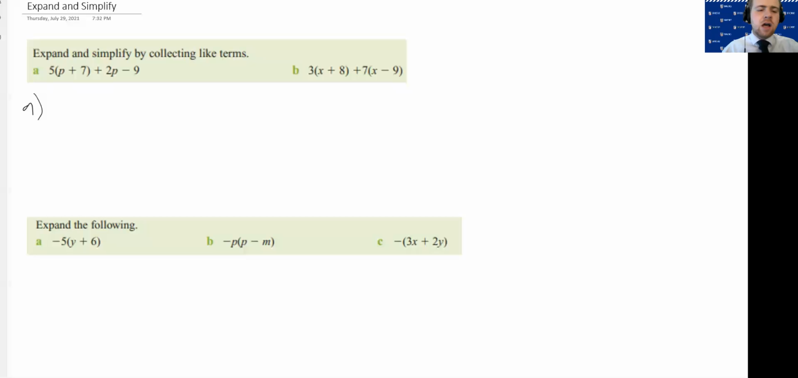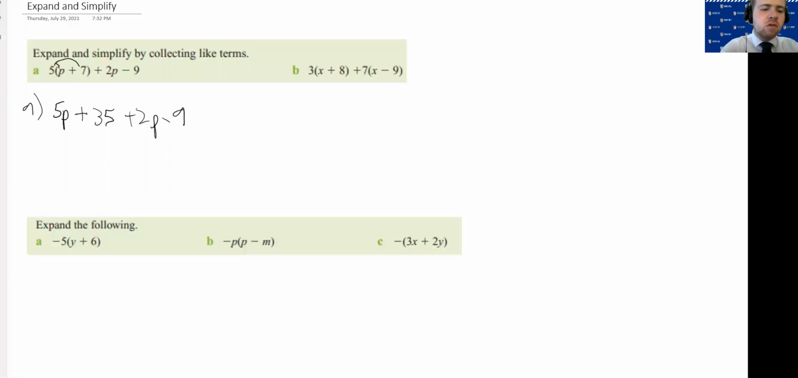So firstly, we've got to expand the first bracket. So we've got 5 and then brackets p plus 7. So what we need to do is multiply 5 and p together to get 5p. Okay, we're going to multiply those together. And then we've got to multiply the 5 and the 7 together. So that becomes 35. Okay, and then the rest of the statement stays the same. Okay, we don't have any brackets there to expand.